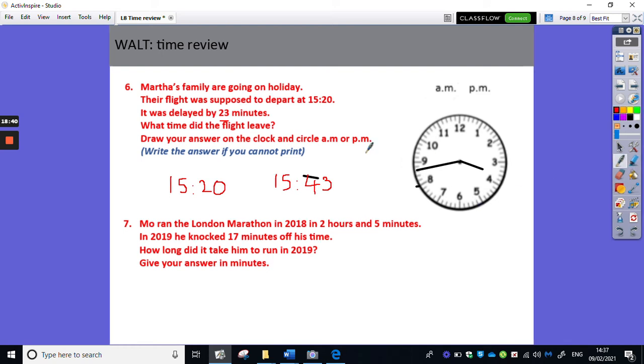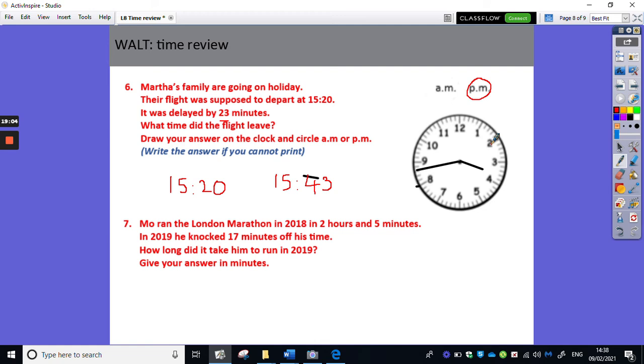Now, I need to make sure I've circled AM or PM. And it's a 24-hour clock this, so I know because it's 15, it's past 12, it's going to be PM. So you should have written 15:43, or you should have circled PM and drawn this on the clock. If you've managed to do both, then even better. Fantastic, well done. Right, final question.